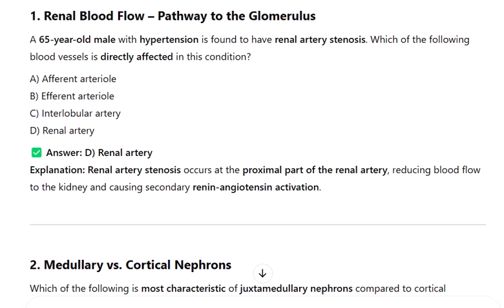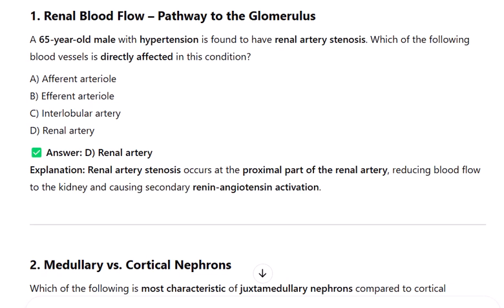A 65-year-old male with hypertension is found to have renal artery stenosis. Which of the following blood vessels is directly affected in this condition? A. Afferent arteriole. B. Efferent arteriole. C. Interlobular artery. D. Renal artery.